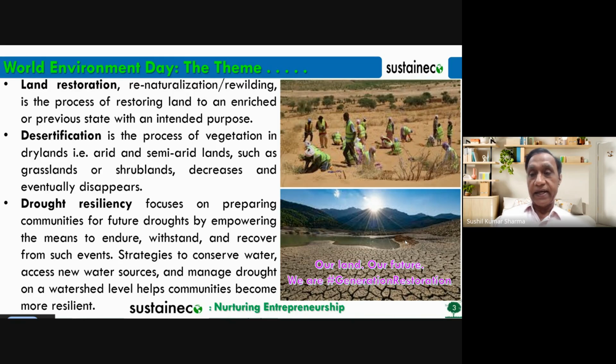The theme is our land, our future, and together we are the generation restoration. I'm sure many of you may be aware that the ongoing decade 2021-2030 is being observed globally under the aegis of the United Nations Environment Programme as the decade of ecosystem restoration.